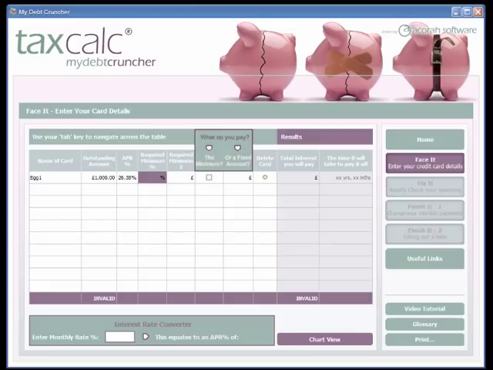It's really important that you understand how vital this information is to enable the program to perform its calculations. The upside is it will change the way you use and repay your credit cards forever.